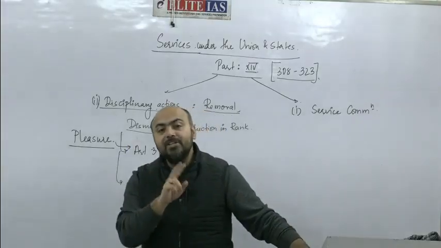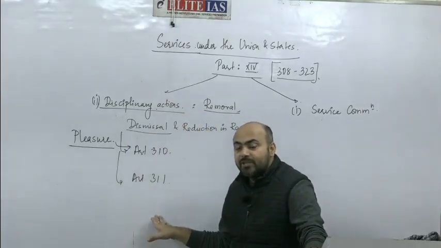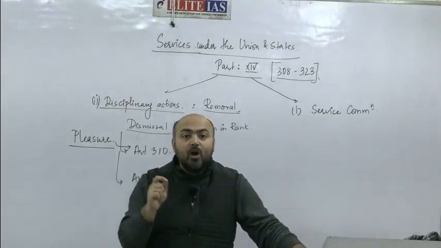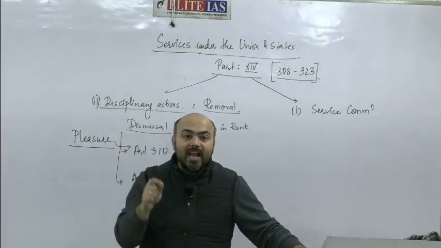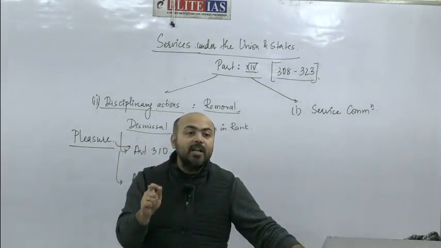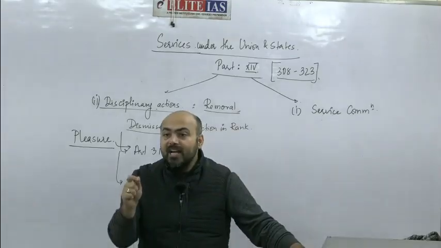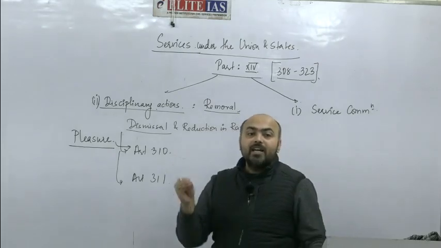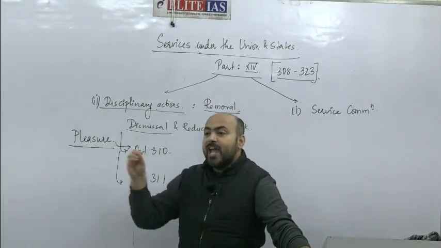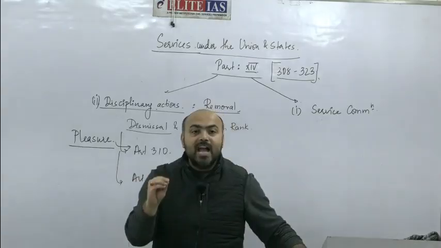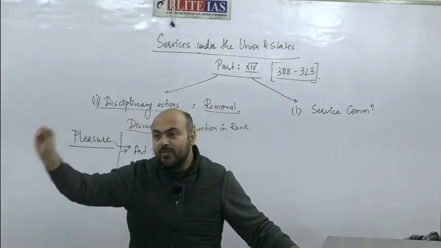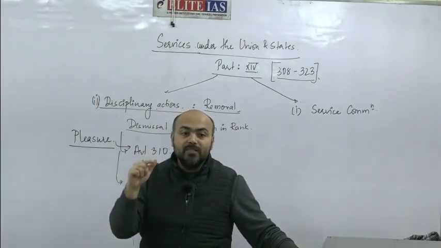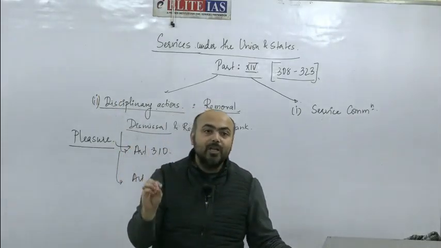The second right is mentioned under Article 311 of the Constitution, which says that a civil servant will not be removed from service or dismissed from service or reduced in rank by an authority subordinate to the appointing authority. Which means that if the governor has appointed the civil servant, then any authority which is either equal to the office of governor or above the office of the governor, only that authority has the right to dismiss, remove or reduce the rank of that particular civil servant.